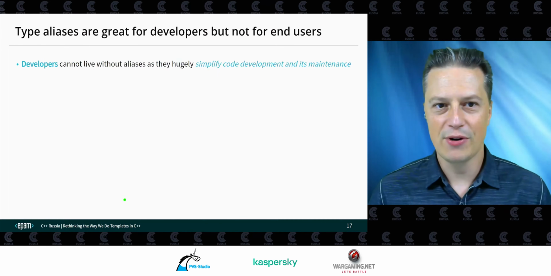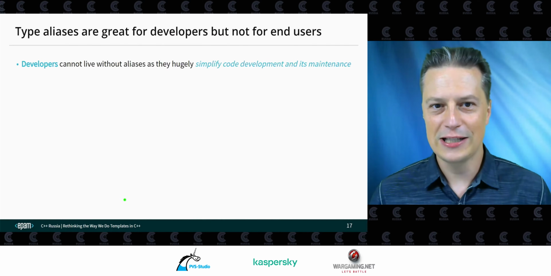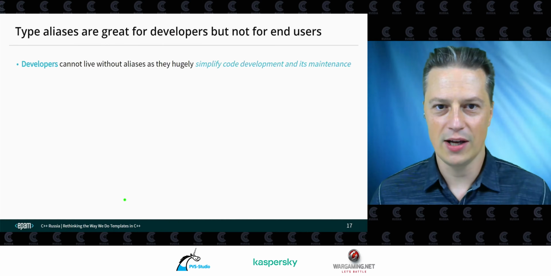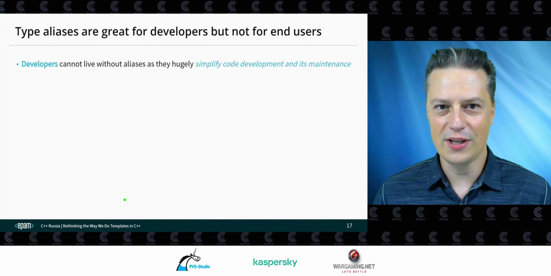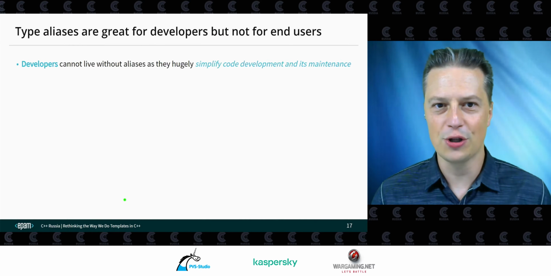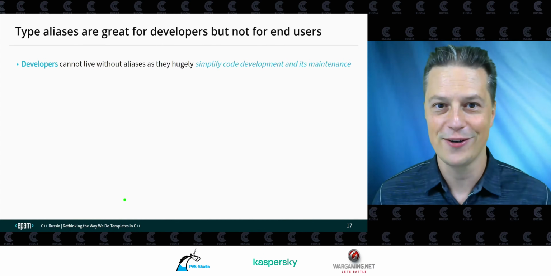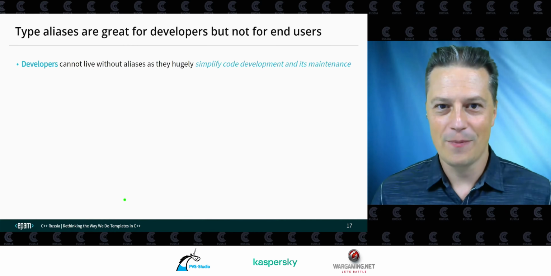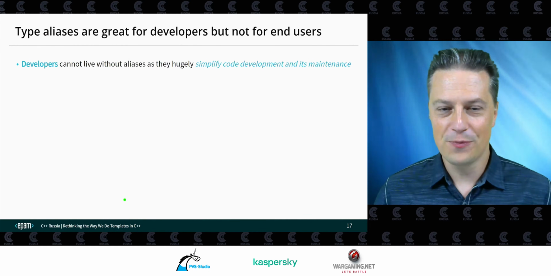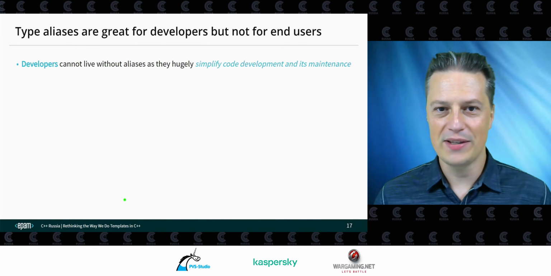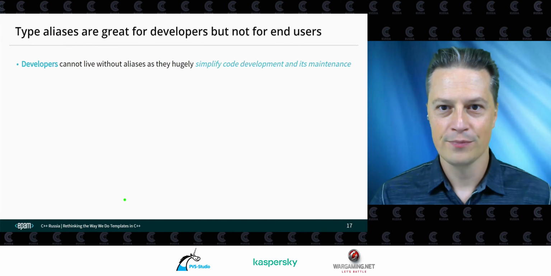So to summarize, I would say that developers cannot live without template aliases, right? Probably as you are writing something in your templated code, you are doing a lot of using aliases or typedefs. If you're using typedefs, just switch to using, they are better. And you don't want to just stop using this, right? Because it will be a nightmare to work with.